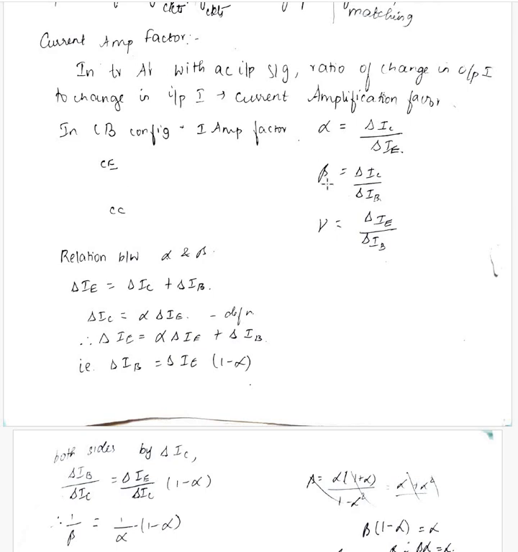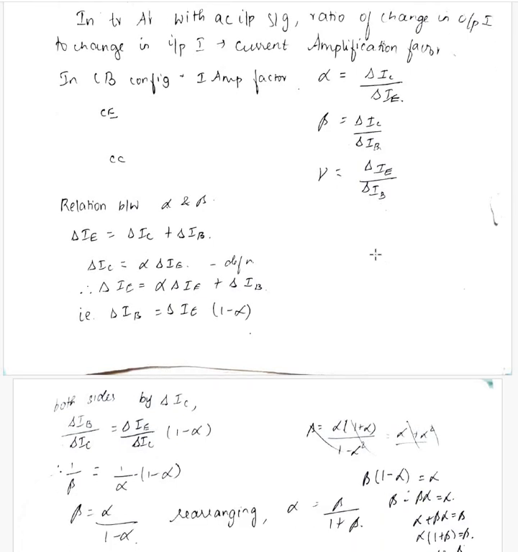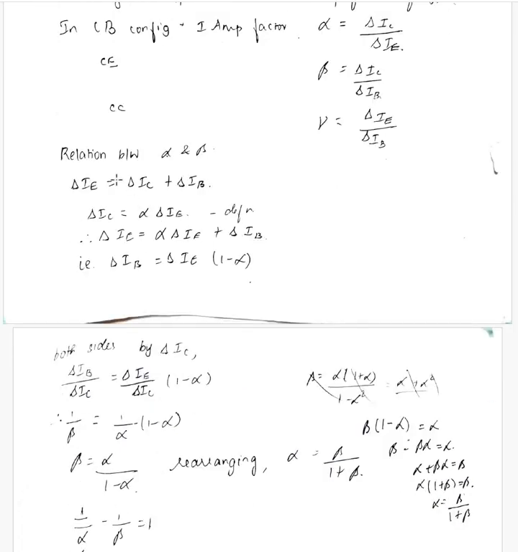For common emitter, the current gain beta is del IC by del IB. For common collector, the current gain gamma is del IE by del IB. We are going to see the relation between the three. So, first, the relation between alpha and beta.